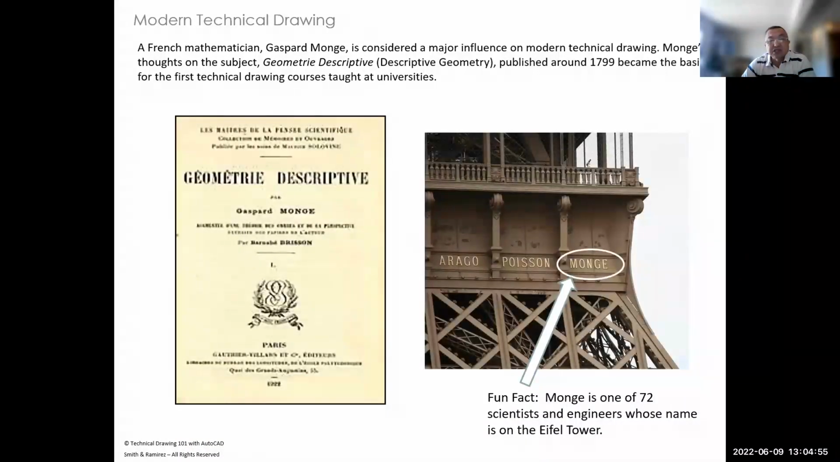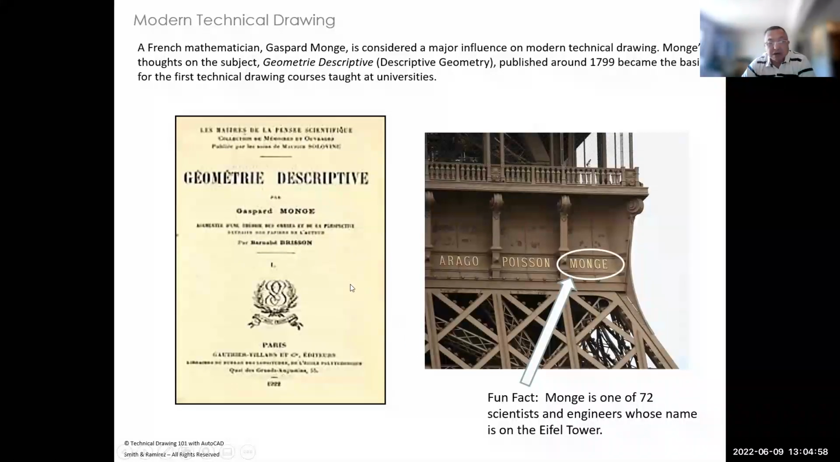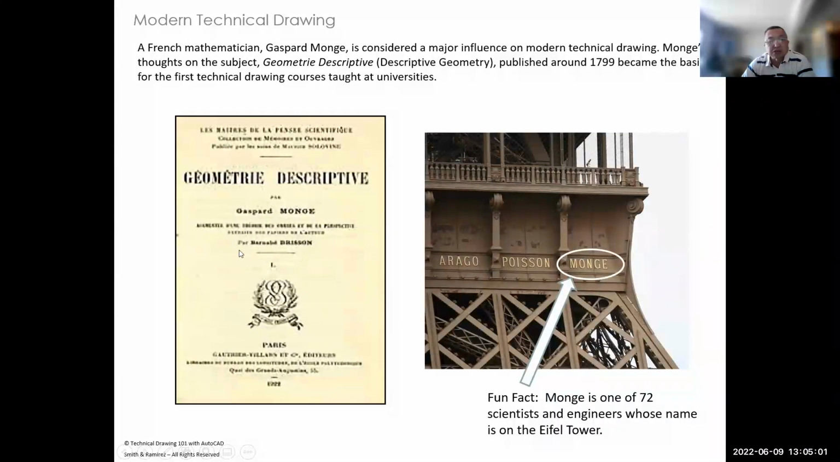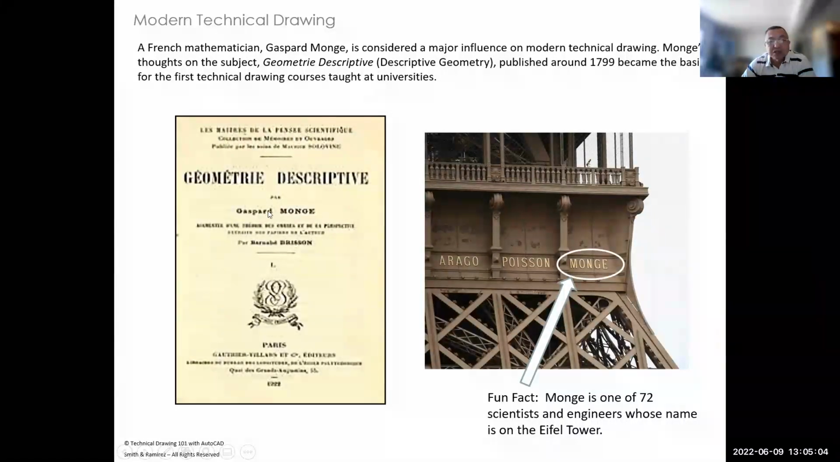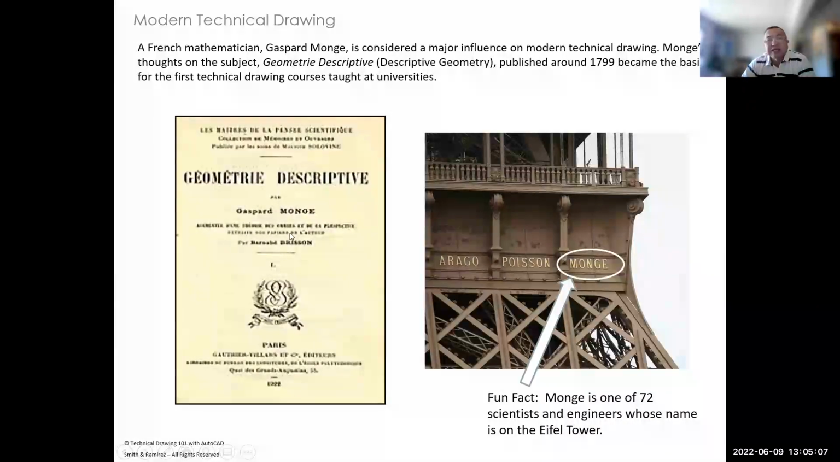This gentleman right here is called Gaspard Monge. I don't know how to pronounce it exactly. This French gentleman was really the pioneer in developing technical drawing. He wrote a book called Descriptive Geometry, which was a university course offered in, I think, the late 1700s. We have that course too. We have a design technology course called exactly Descriptive Geometry.